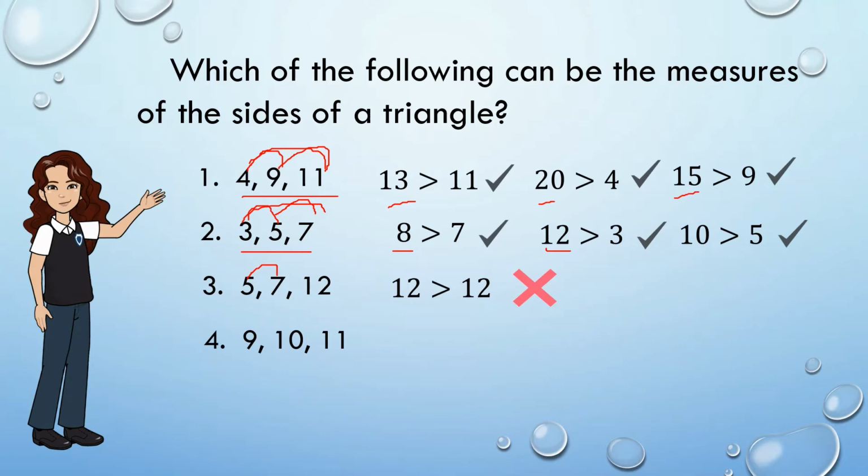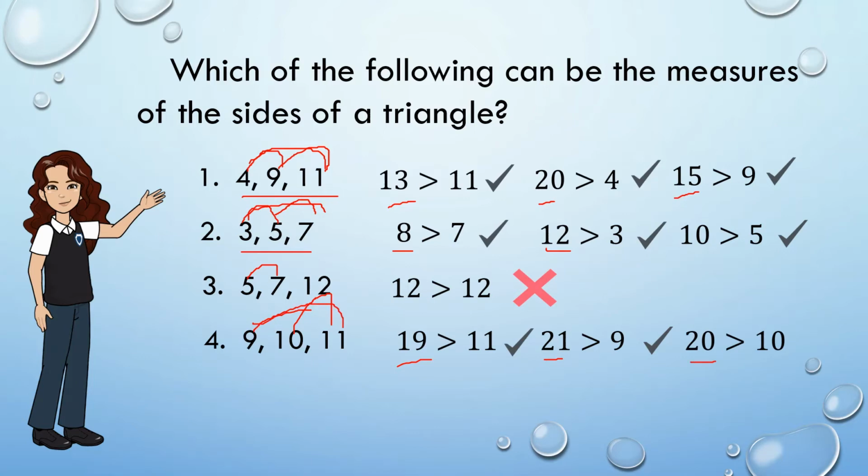Number 4. So we have 9 plus 10 is 19, greater than 11. That is correct. The next one is 10 plus 11 is 21, greater than 9, and it is also correct. And the next one is 9 plus 11 is 20, greater than 10, also correct. That means these three measures can be the sides of a triangle.